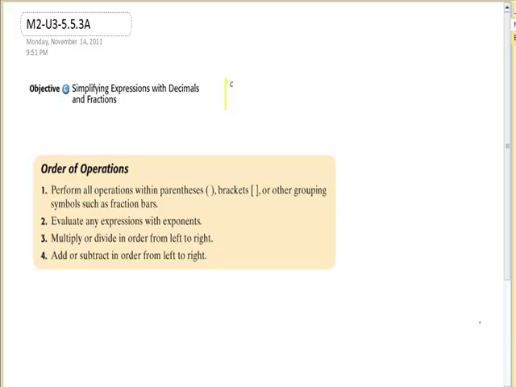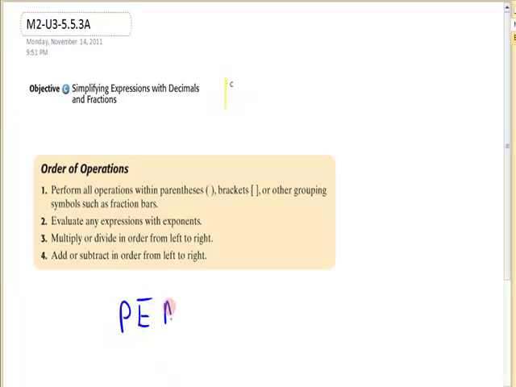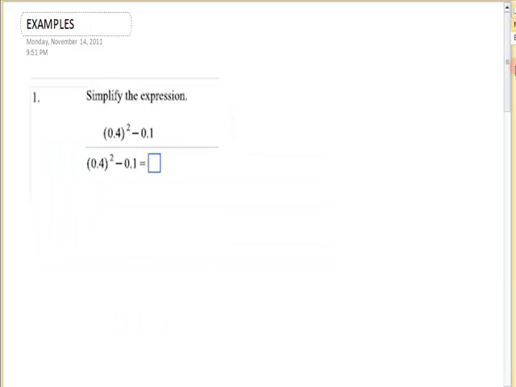Now we're going to simplify expressions with decimals and fractions, and what we're going to remember is Please Excuse My Dear Aunt Sally. Okay, and this time we'll be working with fractions, decimals, both of them. All right, let's take a look at number 1.